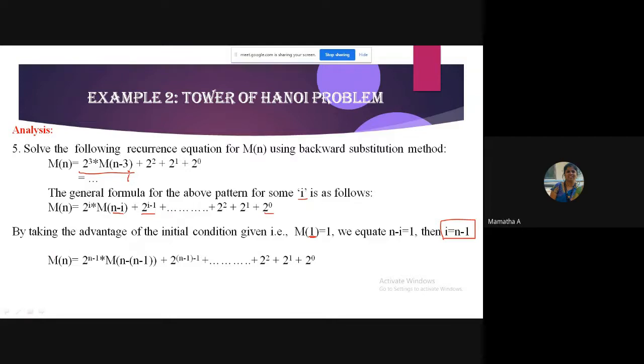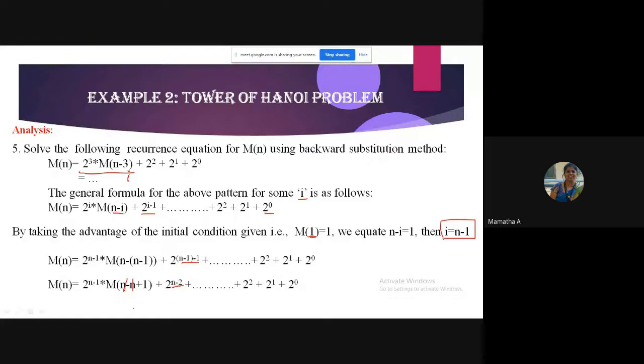M of n is equal to 2 to the power n minus 1 into m of n minus 1 in parenthesis plus 2 to the power i minus 1. So I should write 2 to the power n minus 1 minus 1, and it goes on to 2 power 0. Simplifying this, you can see 2 power n minus 1 into m of n minus n plus 1, so this n and n will be cancelled, and this will be simplified as n minus 2.